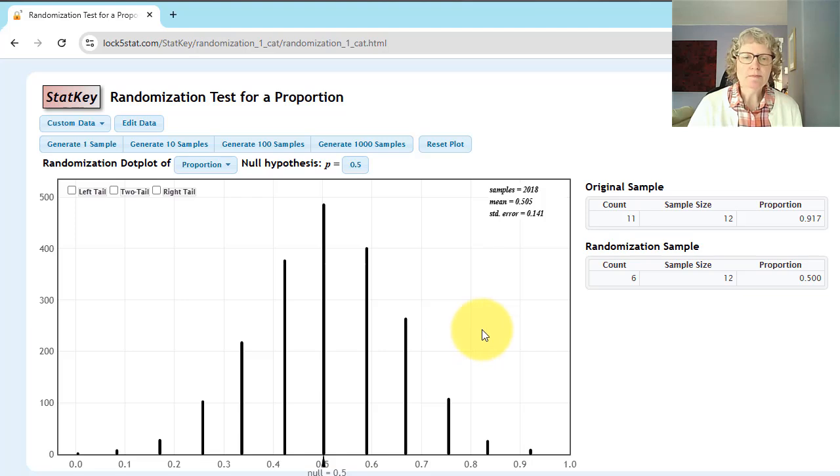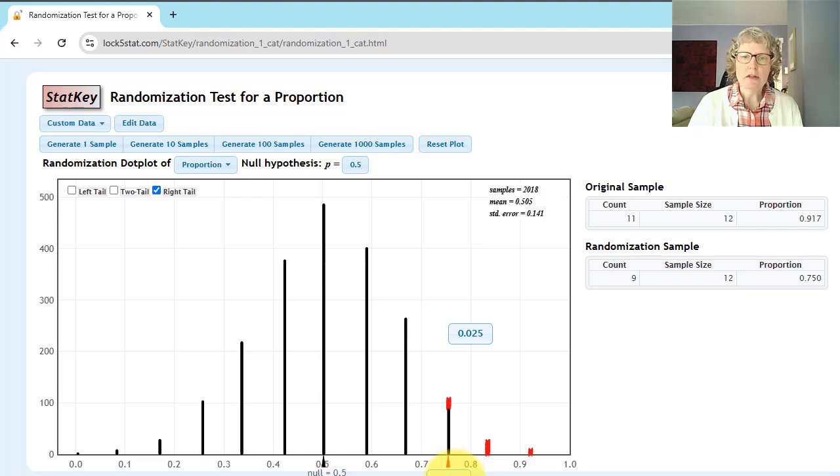Okay, so this is our null model, and what we want to know is, well, that 11 out of 12, 0.917, how likely is that under the null? And that is the p-value, okay? So I'm going to click on right tail, because this is a right tail test. When I click on any of these and the boxes come up, these are the default values, so I always need to edit these boxes.